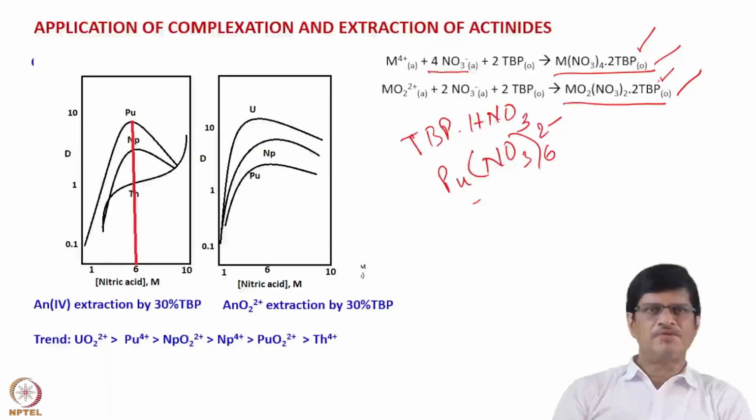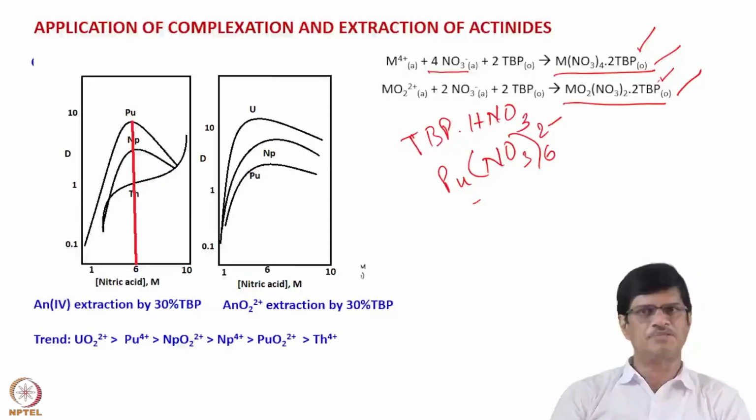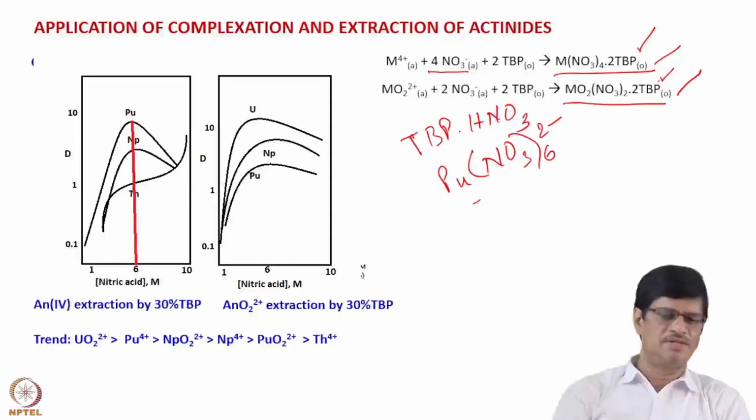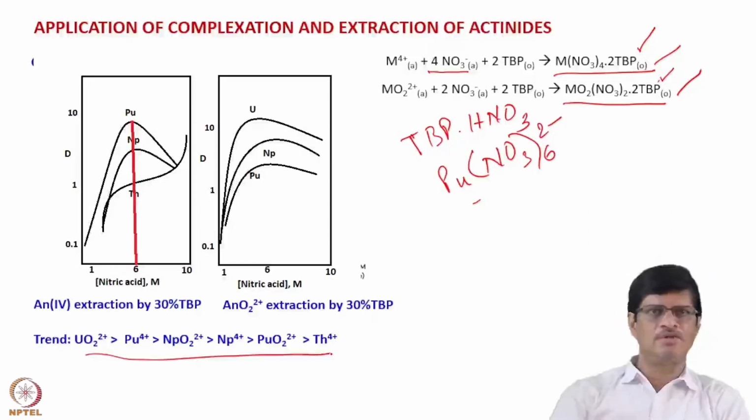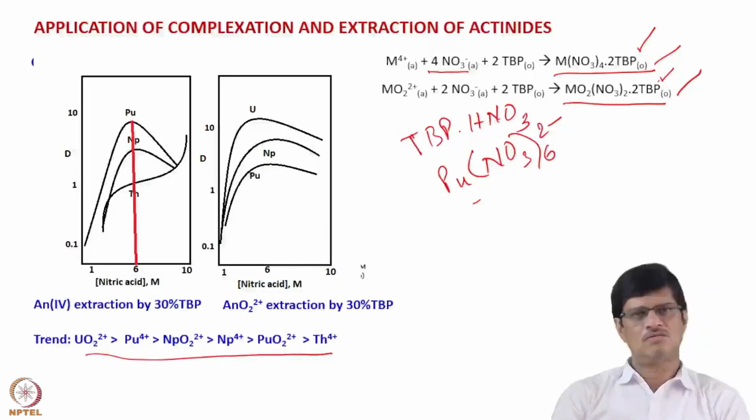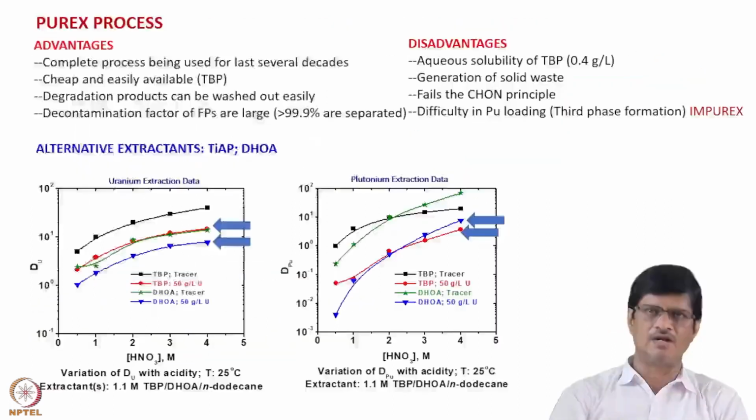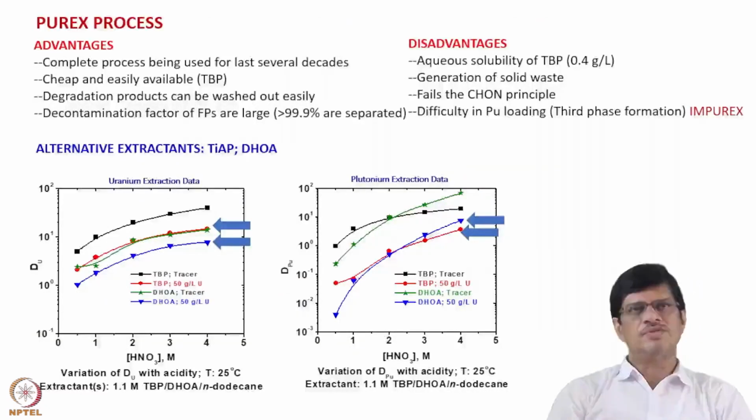Now the relative trend of this extraction of the actinide 4 and actinide 6 metal ions by 30% TBP from nitric acid medium is given here, where you find that the uranium 6 is extracted higher than plutonium 4, which is extracted higher than neptunium 6, which is extracted higher than neptunium 4, which is extracted higher than plutonium 6, which in turn is extracted higher than thorium 4. So thorium 4 is the least extracted of these actinide ions. Now this has relevance in the Purex process, as I have already mentioned.